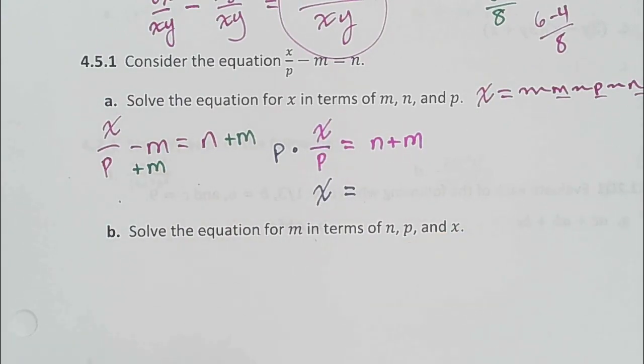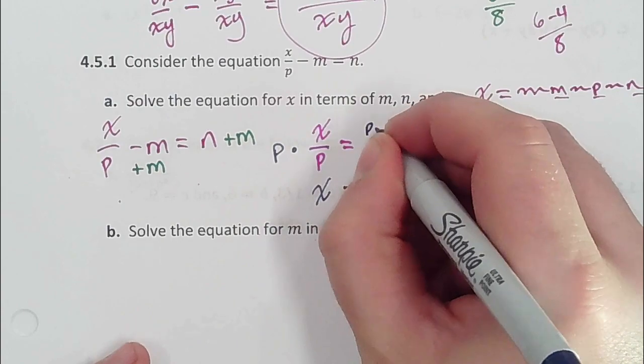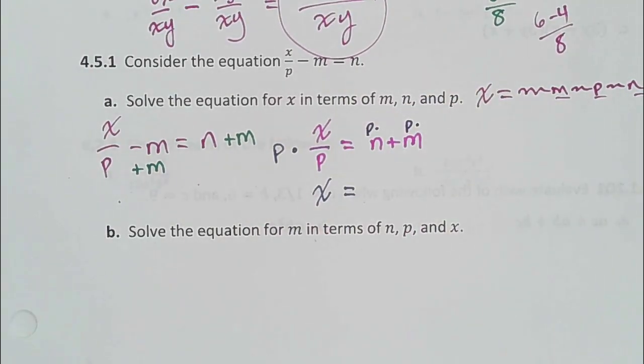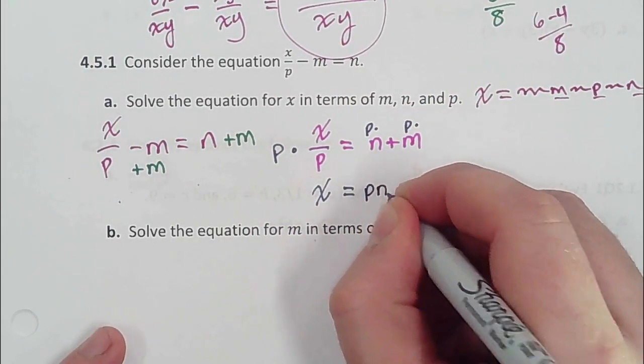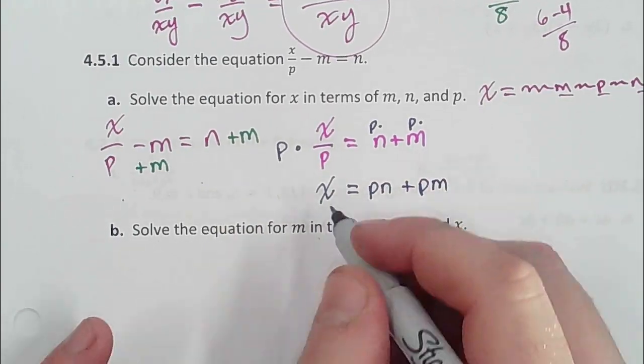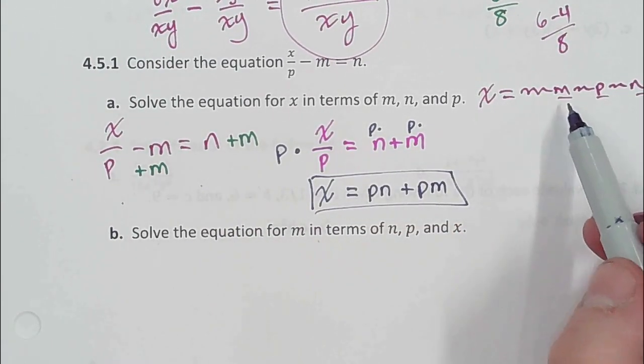So of course, doing this changes the problem unless I times all my other terms by p as well. When I do that, I get pn plus pm. And now x is in terms of m, p, and n.